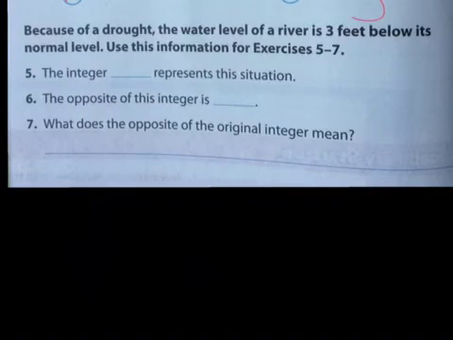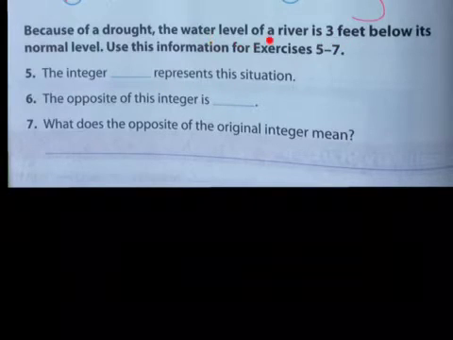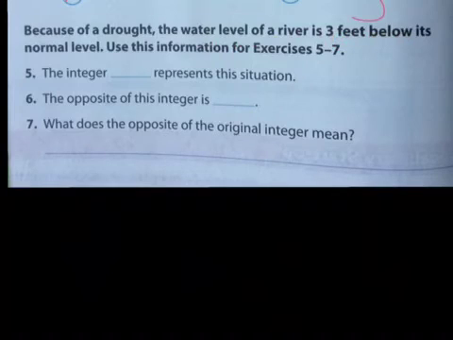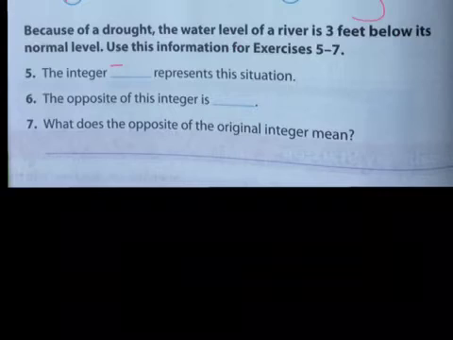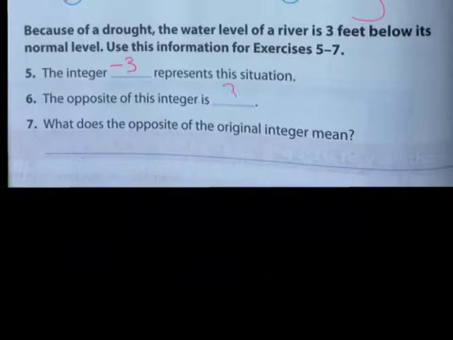Now going back to the lesson, the integer represents the situation. Well, -3, right? Because the level of the river went down. So it went down by 3, -3. So we put negative there and 3, right? It represents this situation. The opposite of this integer is 3. So that means it would go up by 3. You can write +3, or you can just simply write 3. We know it's a positive number and it doesn't have a negative in front of it.